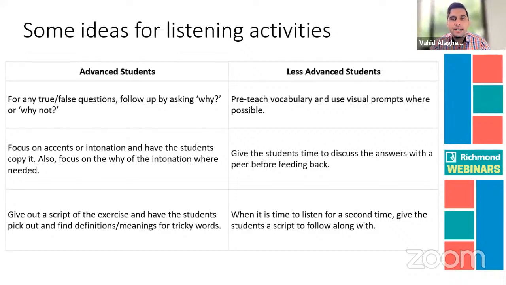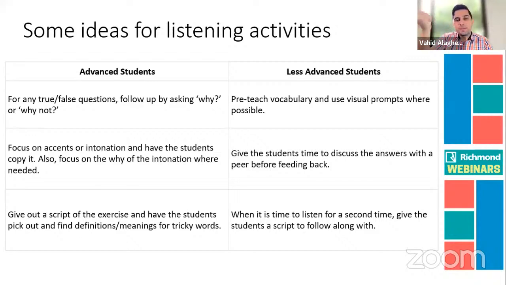The next idea for listening activity is, when is the time to listen for a second time? Give the students a script or the transcript to follow along with. This is the way that most of the teachers are following. However, there's a better way of presenting that for advanced students.